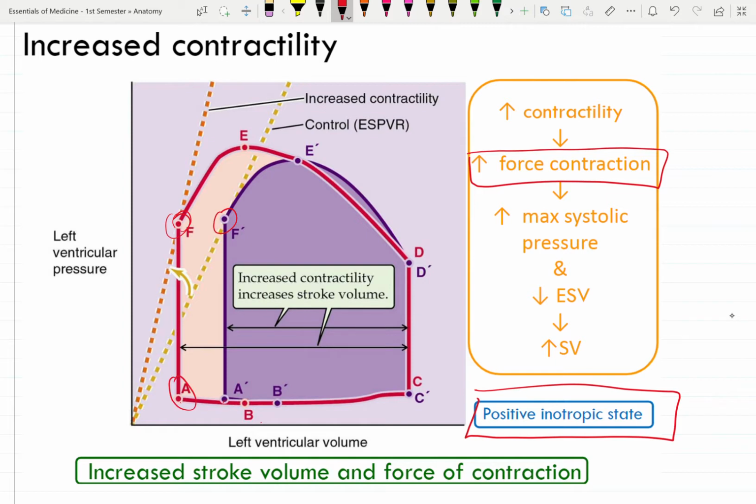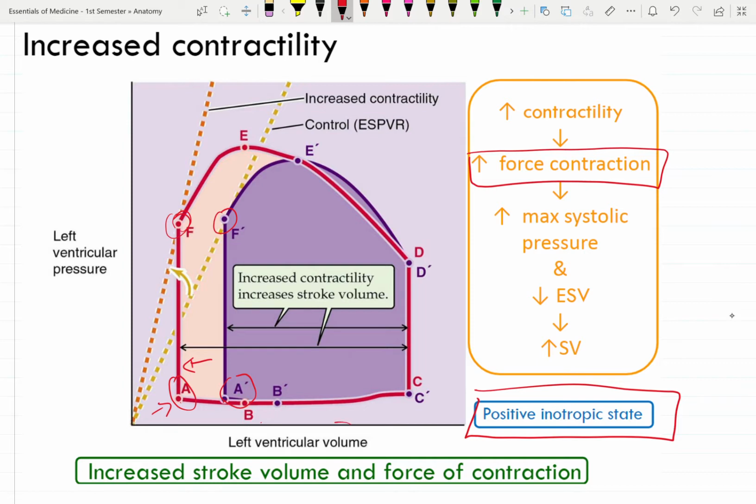So what's this point again? This point represents the end systolic volume, correct? Because it's at the end of the ventricular contraction. How much volume has been left in the left ventricle at the end of the ventricular contraction? So we see that it has been decreased, right? Can that be observed here? Where from A prime it has been shifted towards the left, and that is less volume.